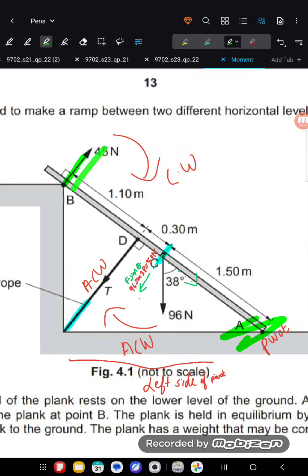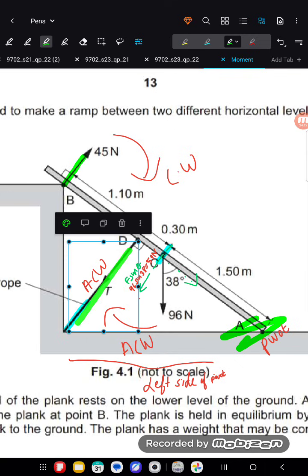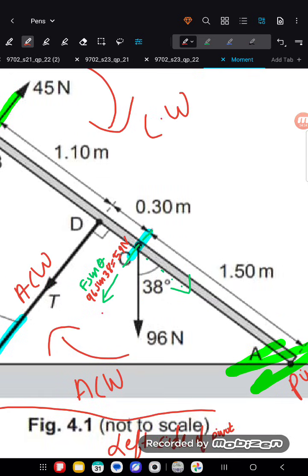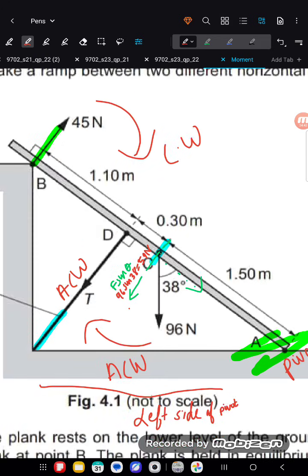So here the upward force is this and the downward force is this one. They will give you like this, and you have to split vertical and horizontal. The vertical force will be acting downward here, so it will also be anti-clockwise. So we split it, and here the T is also anti-clockwise, and the distance is 1.50 plus 0.30, right?